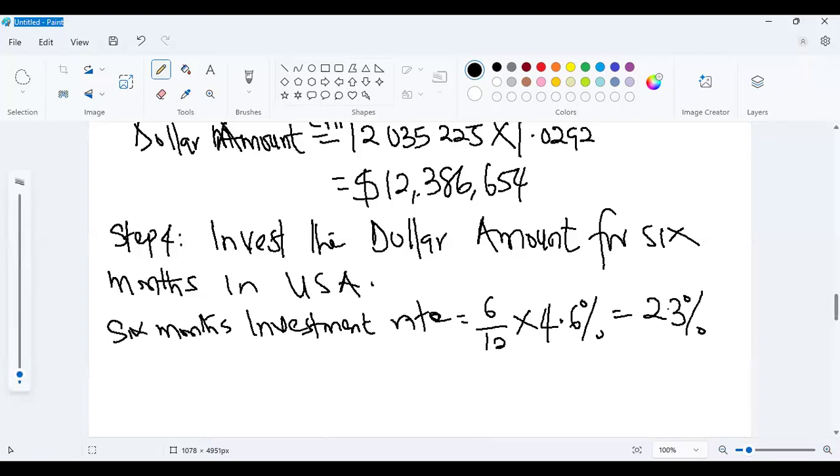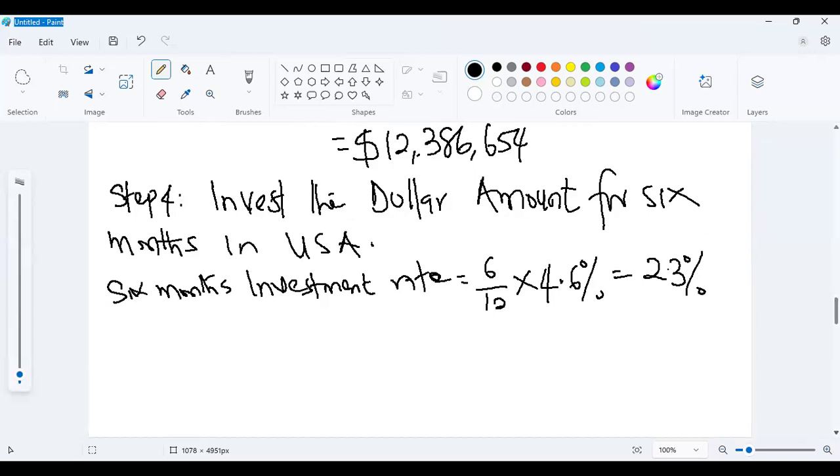So we are going to invest 12,386,654 for 6 months at the rate of 2.3. So what is the expected dollar amount in 6 months?